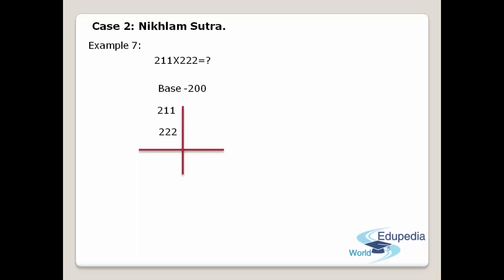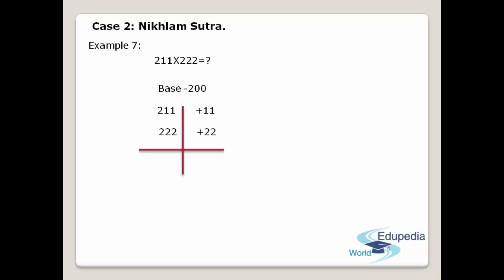Therefore, on the right column side you have to write plus 11, because it is more. Whenever you get more, you write plus, and whenever you get less, you write minus in front of the numbers. When you compare 222 with 200, 222 is 22 more than the base 200, so you write down plus 22.